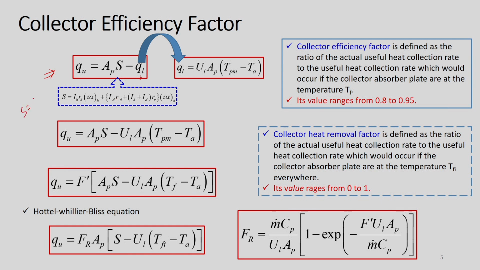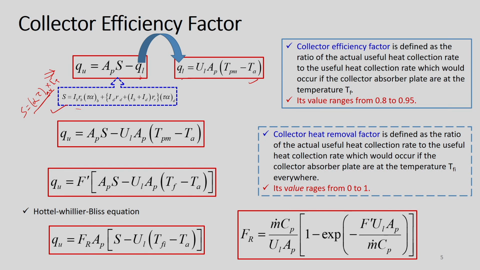S is something like alpha tau average multiplied by IT. Okay. That also I can write, or we can very precisely use this expression, right, and QL is nothing but UL AP TP minus TA.